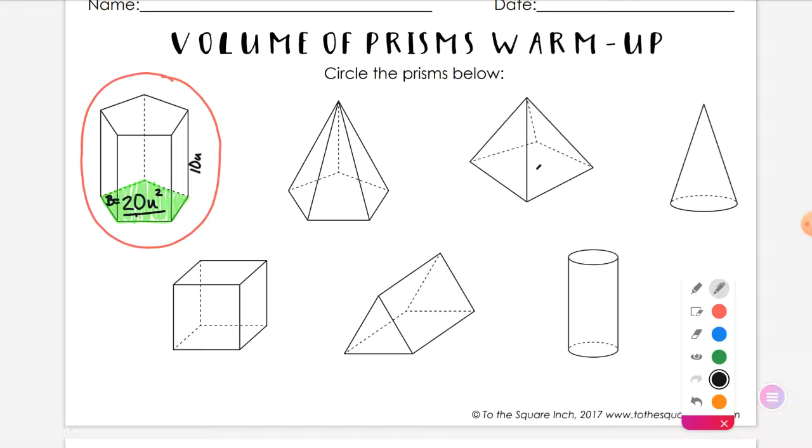Next one, Nate. This one down here, is it a prism? Yes, it has 2 square bases. What do we call that shape? A cube. Next one, Sophia. Is this a prism? Yes. Why?